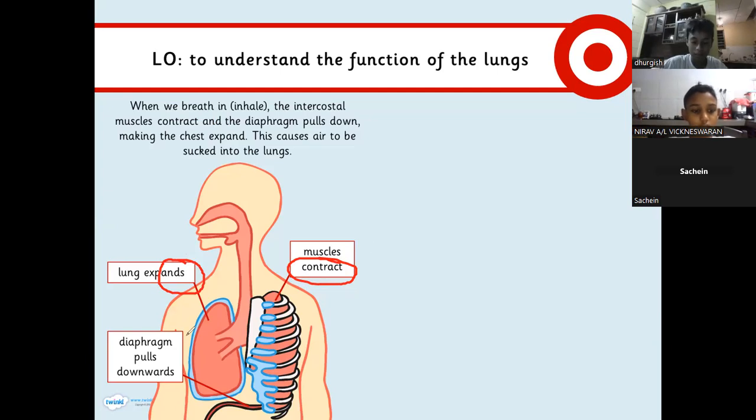Good. Sachin, your turn. When we breathe in, the diaphragm pulls down. So when we breathe out, what happens to the diaphragm? It pulls up. Good, very good. Now we can go. After this slide, I show you the heart model.